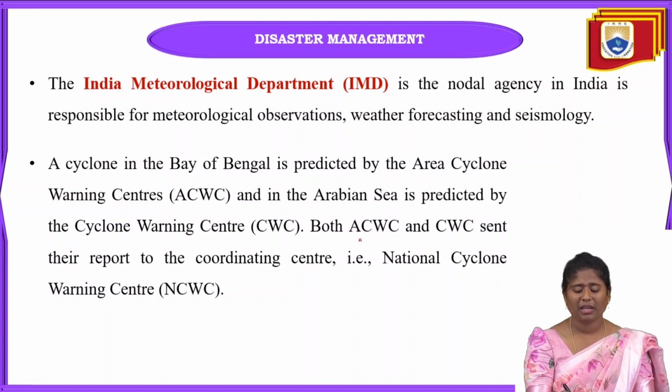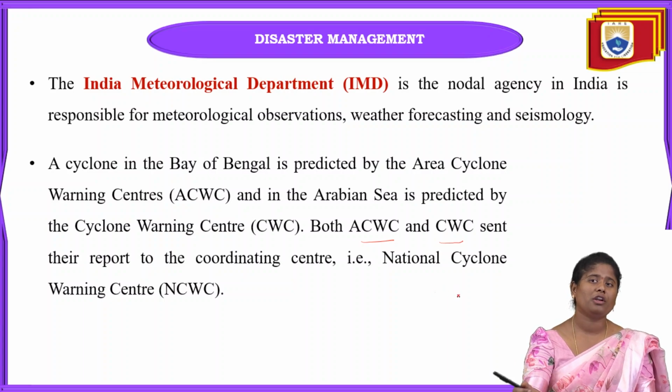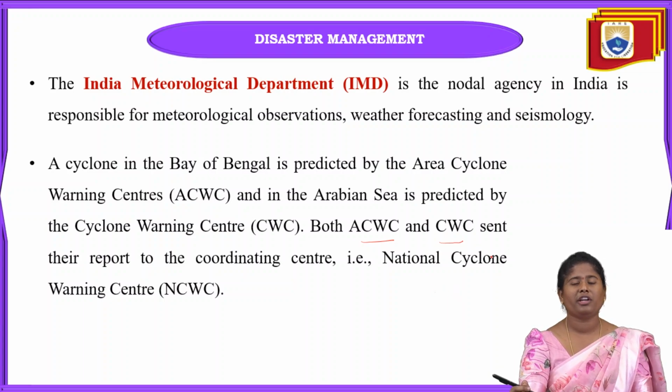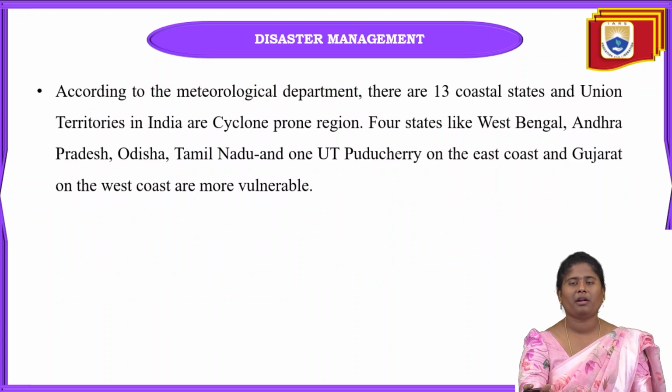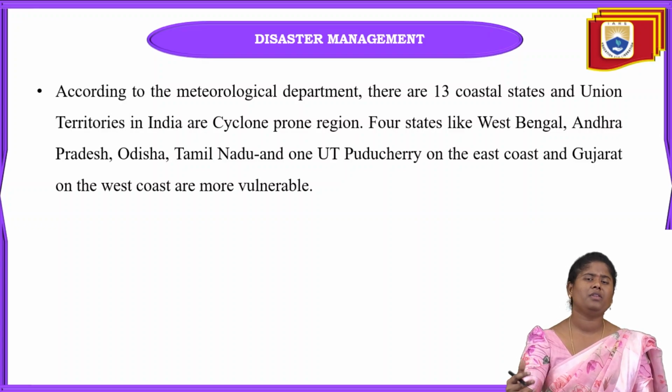Mainly for both the ACW and the CW, the main coordinator is the National Cyclone Warning System. They will be the main coordinator for the ACW and the CW. According to our IMD department, we have 13 coastal states and UTs. Some of the states like Puducherry, Tamil Nadu, that is Chennai, and also Andhra Pradesh, Odisha, and West Bengal are all regions on the east coast, and Gujarat on the west coast is also very much vulnerable to these cyclones. Frequently these cyclones happen in these districts or states.